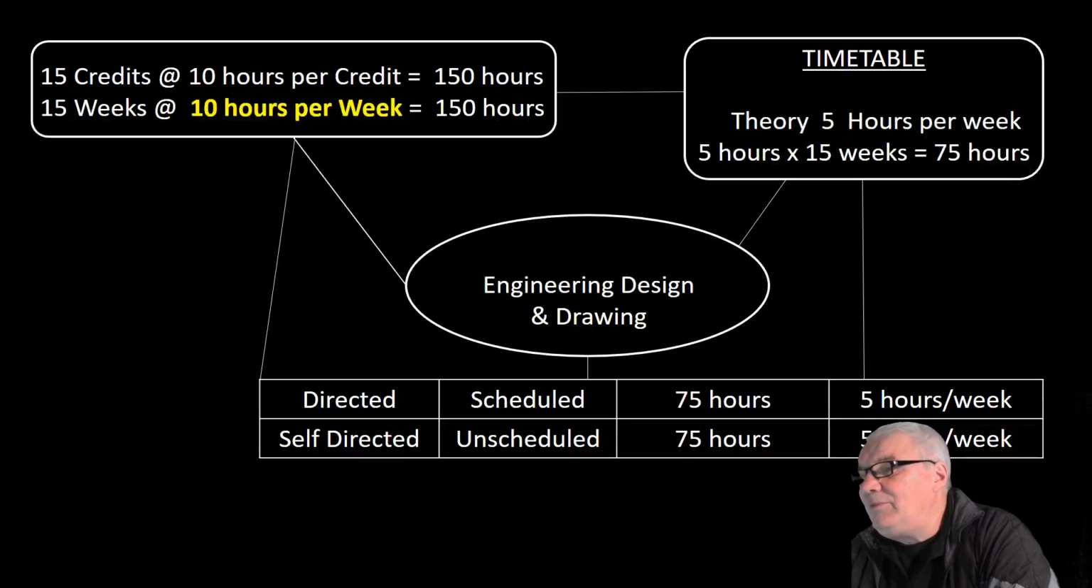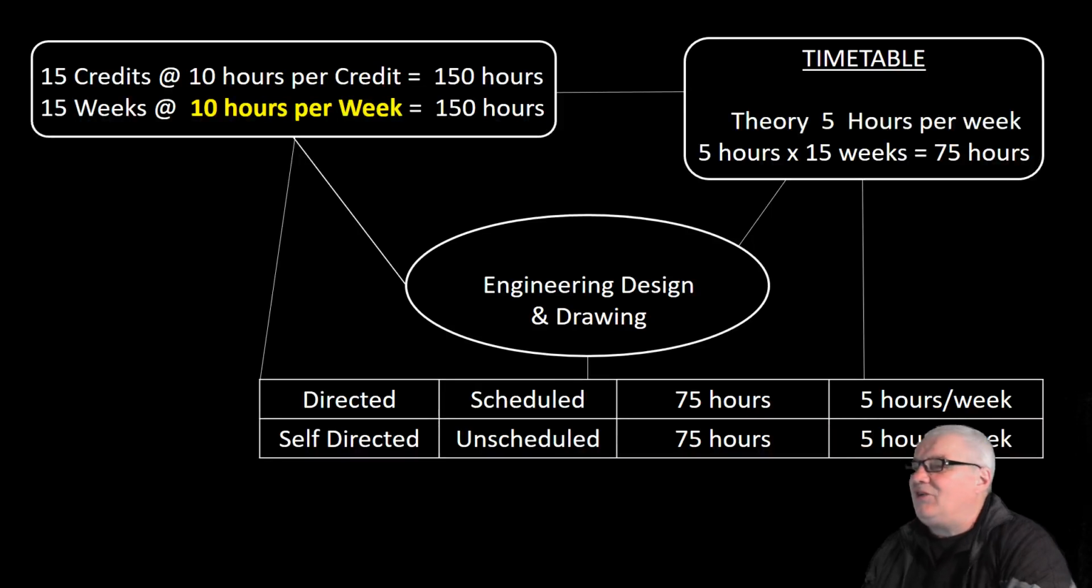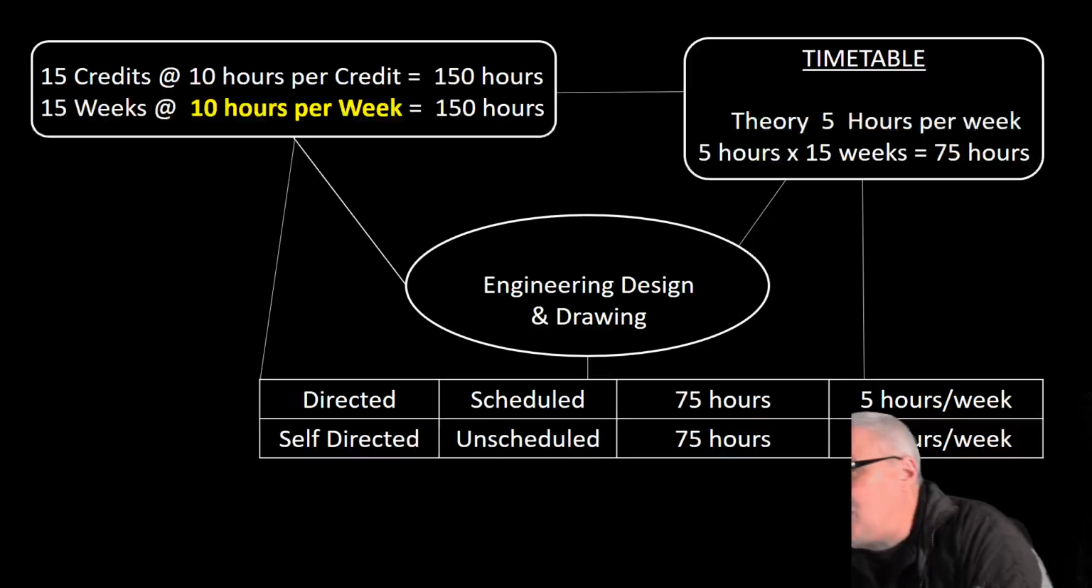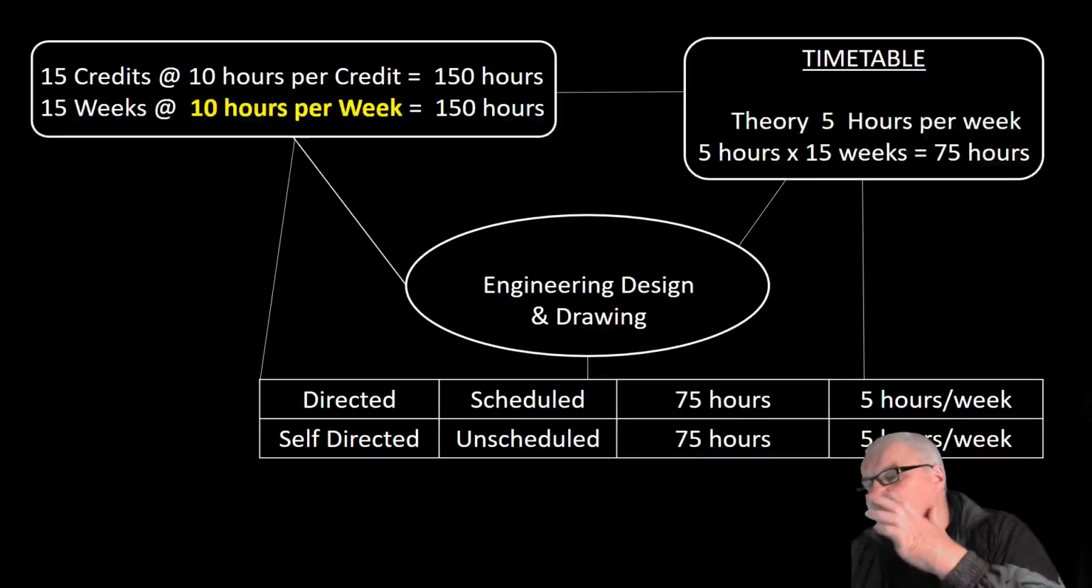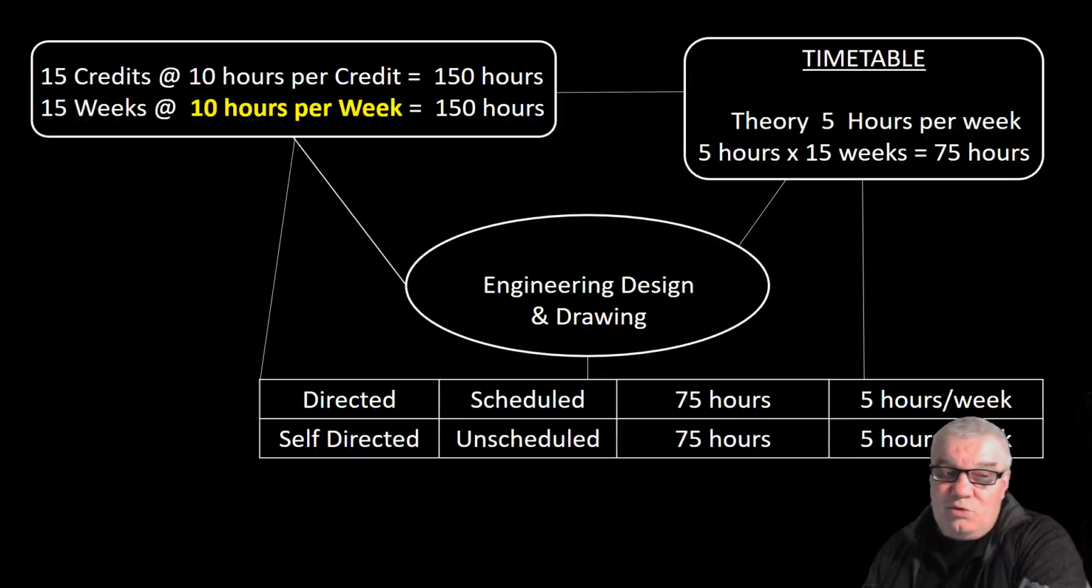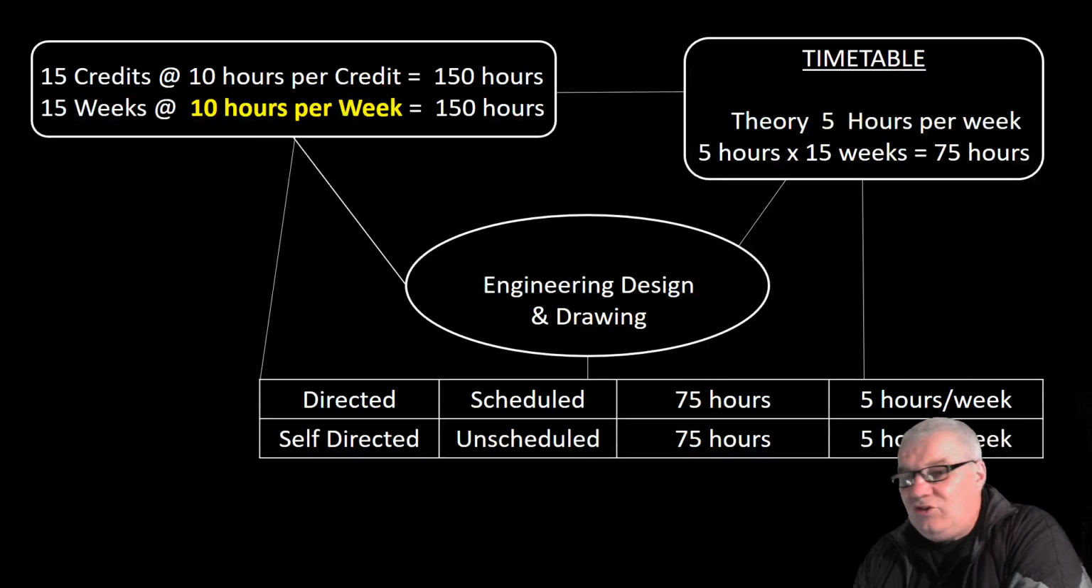Now the timetable, you've got 5 hours of theory, or in the lab, so to speak. 5 hours in the lab with me. 5 hours times 15 weeks is 75 hours. So directed, scheduled, 75 hours, 5 hours per week. Self-directed, unscheduled, 75 hours, 5 hours per week. So these are your expectations. This is the product that you, in signing up to this, have committed to, or what you've bought.